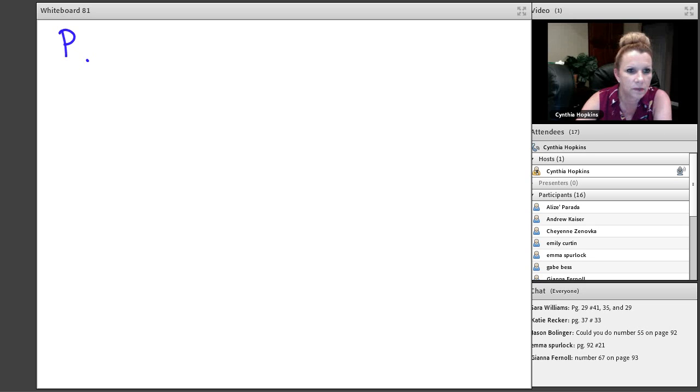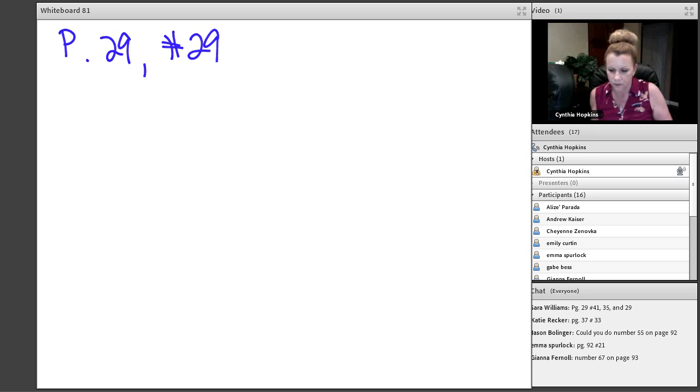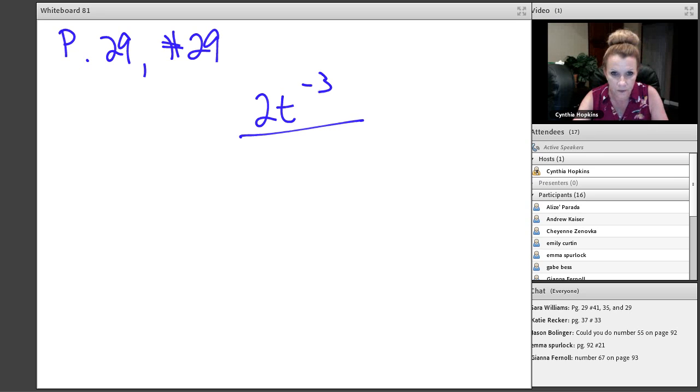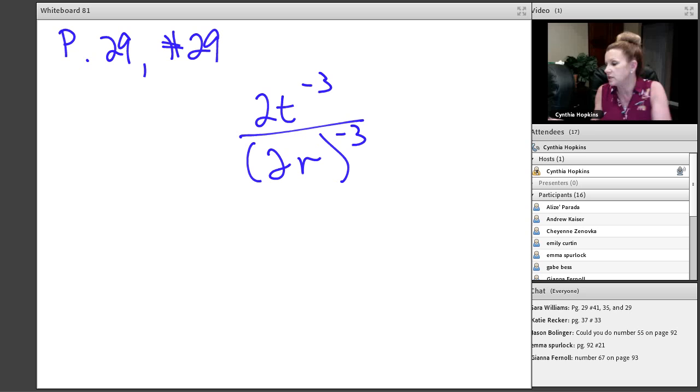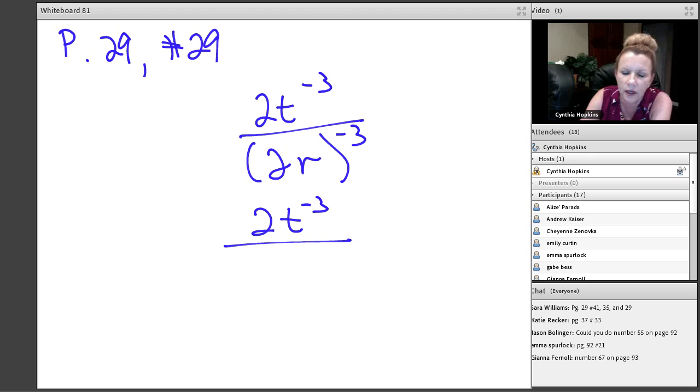Okay, all right, page 29, number 29. Okay, this time we have 2t to the negative 3 all over in parentheses 2r raised to the negative 3 power. Okay, so notice in the denominator there are parentheses, but there are no parentheses in the numerator. So in the numerator, I'm just going to rewrite that, and I'm going to get rid of the parentheses in the denominator. Because of the parentheses, that means I want 2 to be raised to the negative 3 power, as well as the r to be raised to the negative 3 power.